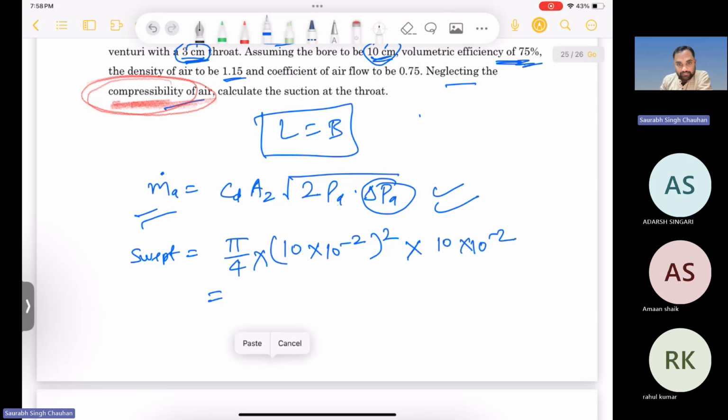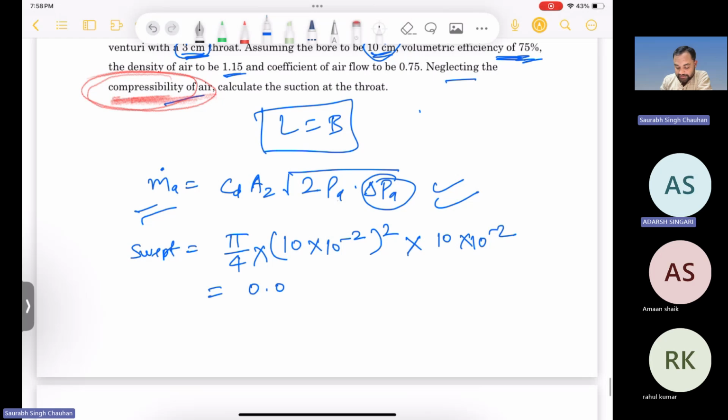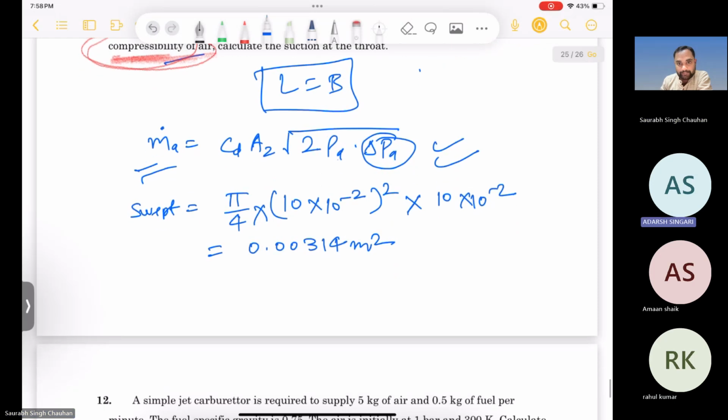So pi you take 3.14. So it will come out to be 0.00314 meter square. Okay. 7.85. Now this is swept volume.